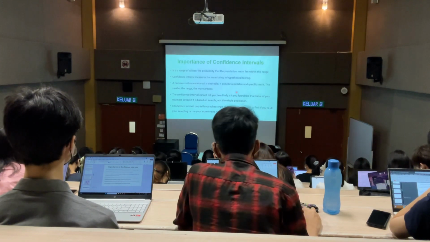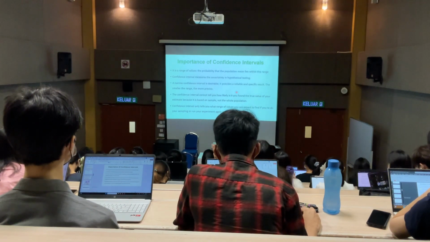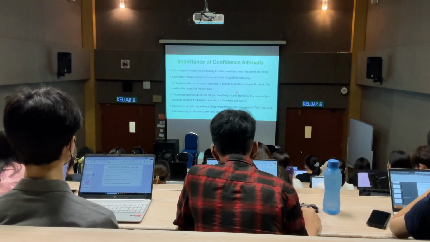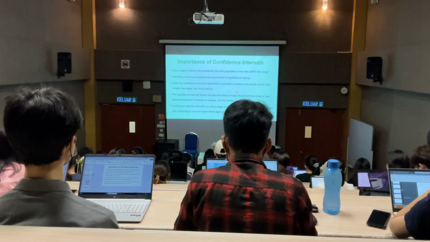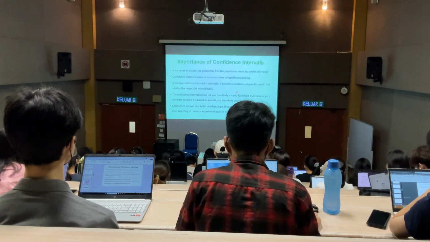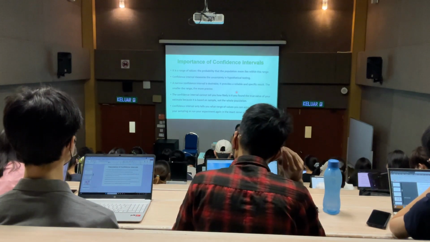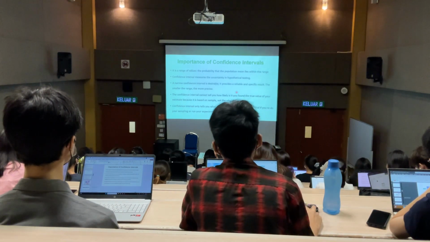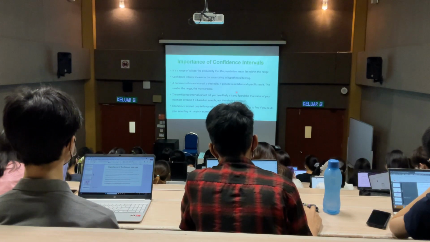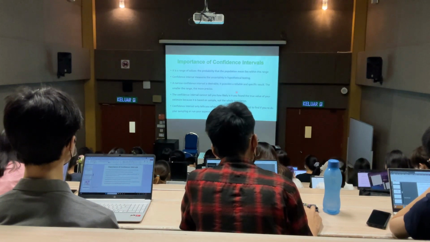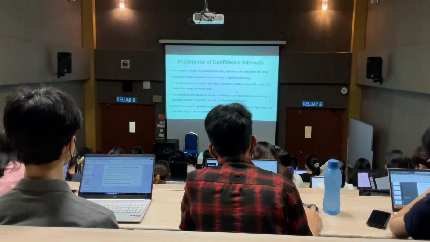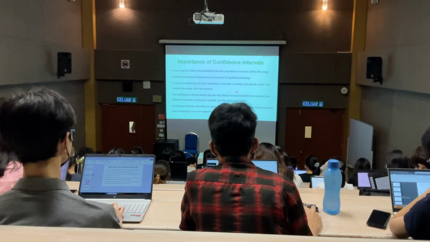Okay, so again, confidence interval, remember, is a range of values. It's the probability that the population mean lies within this range. So the confidence interval measures the uncertainty in your hypothesis testing. Okay, a narrow confidence interval is desirable because it means lower variation, right? It provides a reliable and specific result. The smaller the range, the more precise.